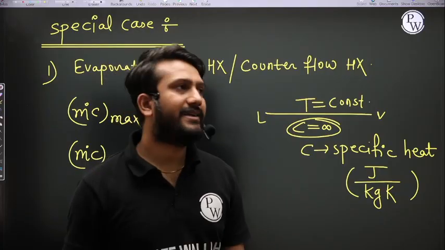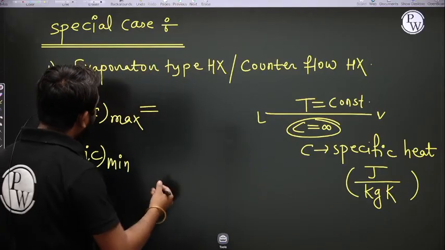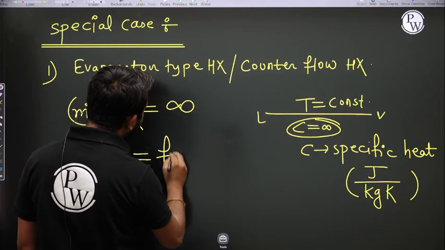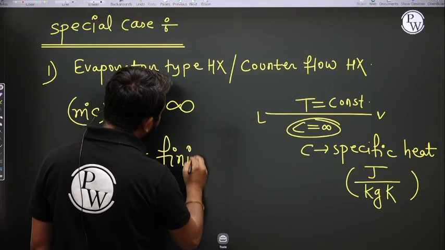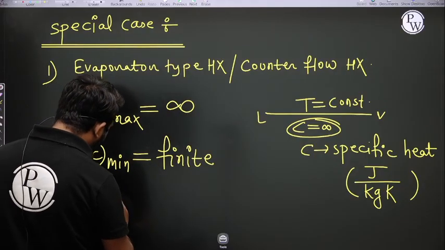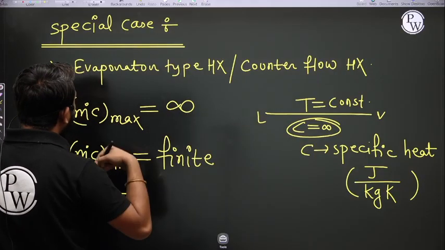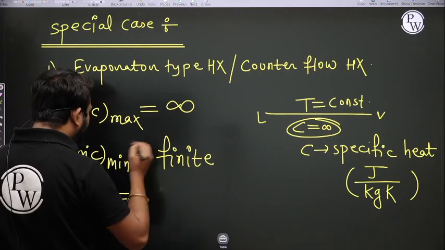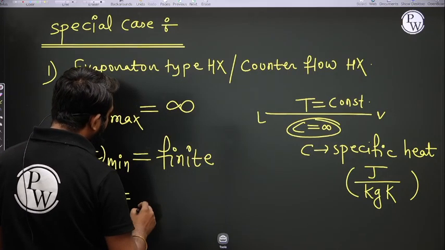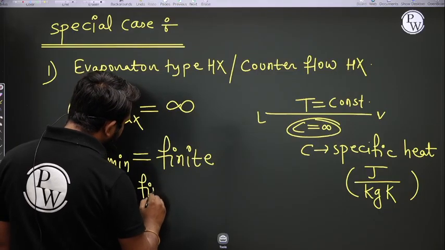So ultimately I can say the maximum heat capacity rate is infinite, whereas the minimum heat capacity rate is finite, some finite value. So what is the capacity ratio? The capacity ratio is the minimum heat capacity rate to the maximum heat capacity rate, and the maximum heat capacity rate is infinite, so it is finite by infinite.